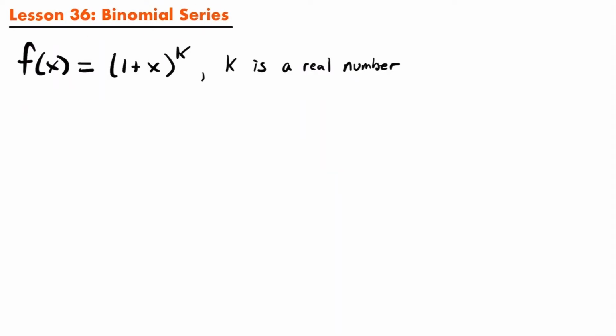Alright, so the binomial series is a special type of Maclaurin series that results from finding the Maclaurin series for this function right here. F of x is equal to the quantity 1 plus x to the power of k, where k is some real number. So this could be 1 plus x squared, or 1 plus x to the power of negative 2, 1 plus x to the 1/2 power, the 3/2 power. Any real number can be the value of this power k. Okay? And so when we represent this function as a Maclaurin series, no matter the value of that power k, we are going to find the binomial series.